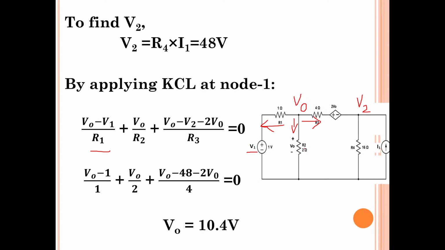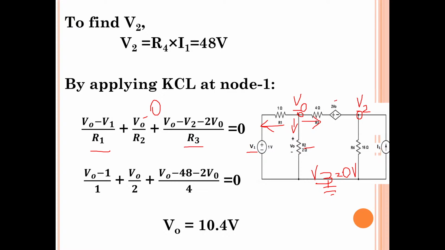Next, what about R2? What is the current flowing through R2? V0 minus V3, and V3 is equal to 0 volts. So V0 minus 0 by R2. Next, the current flowing through R3, which is 4 ohms, is V0 minus V2, that is, V0 minus the node voltage, divided by R3.